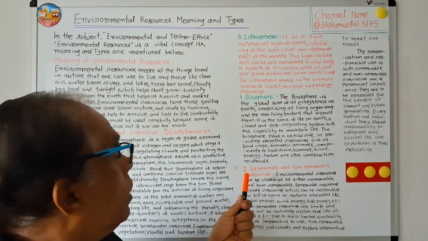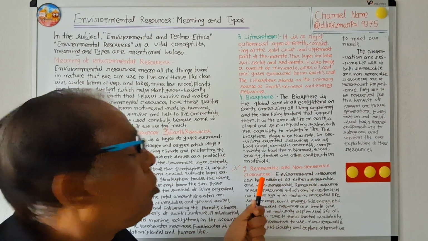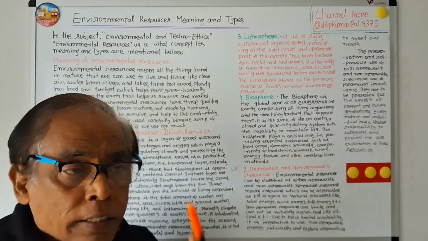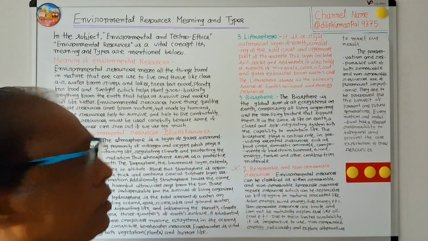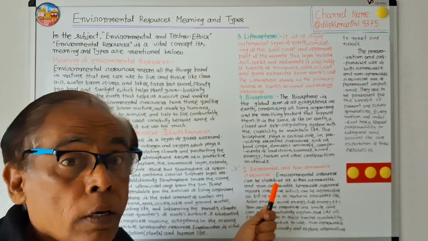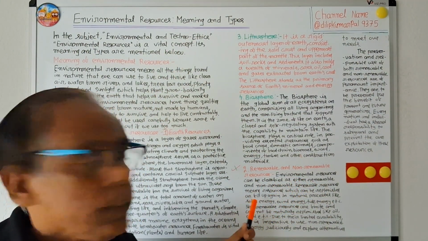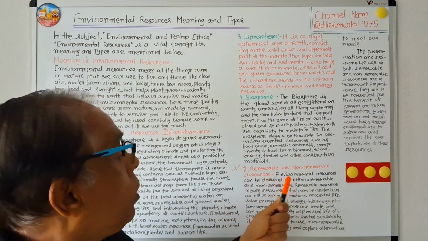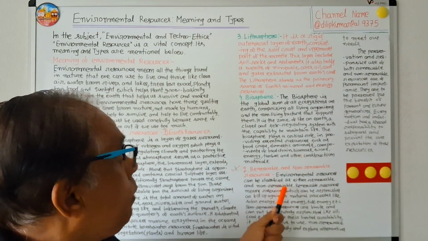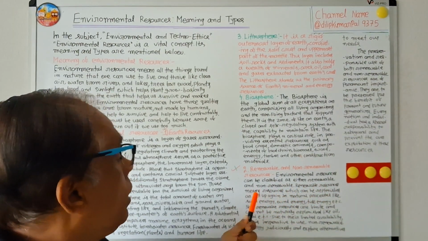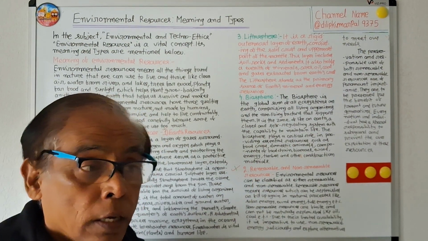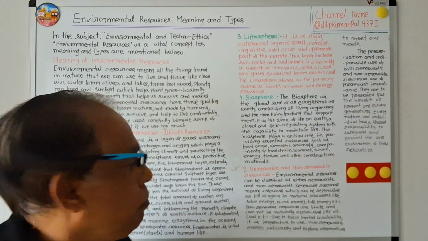Now we'll discuss renewable and non-renewable resources, another category of environmental resource. The first category of environmental resource is the earth resource. Another category is renewable and non-renewable resources. Environmental resources can be classified as either renewable or non-renewable.